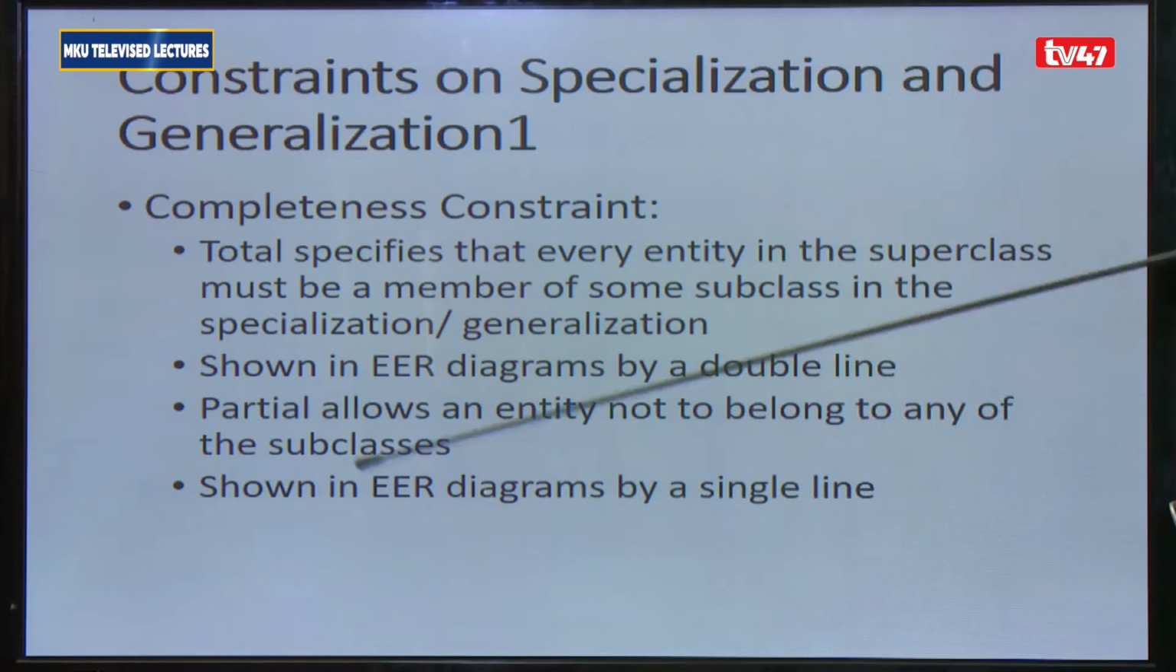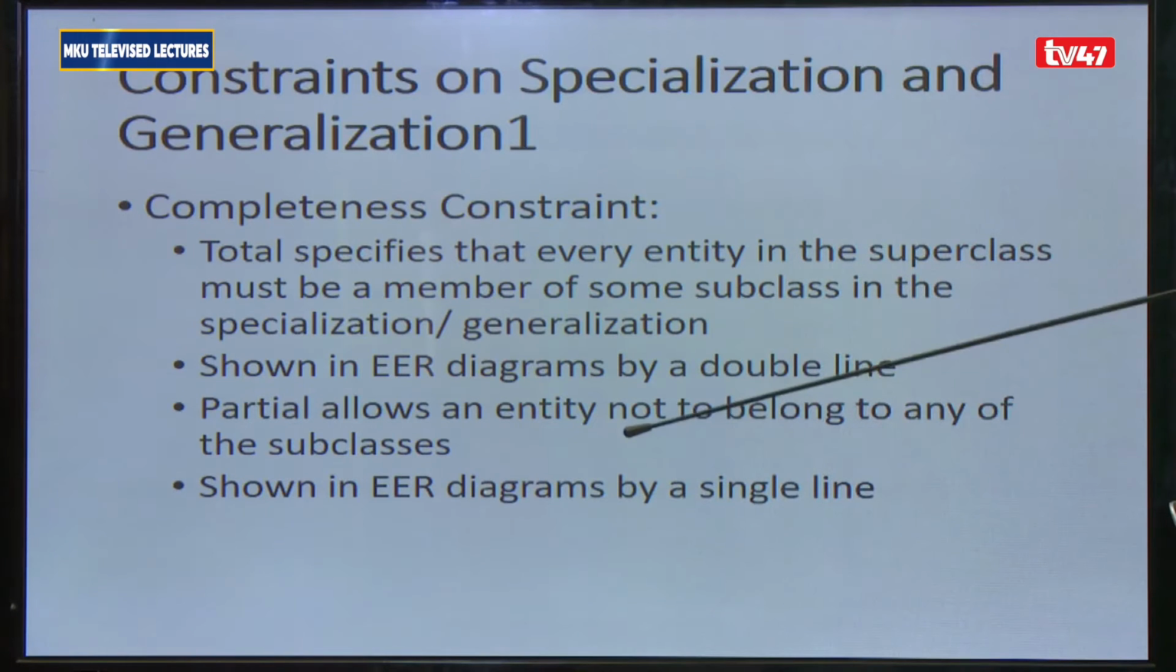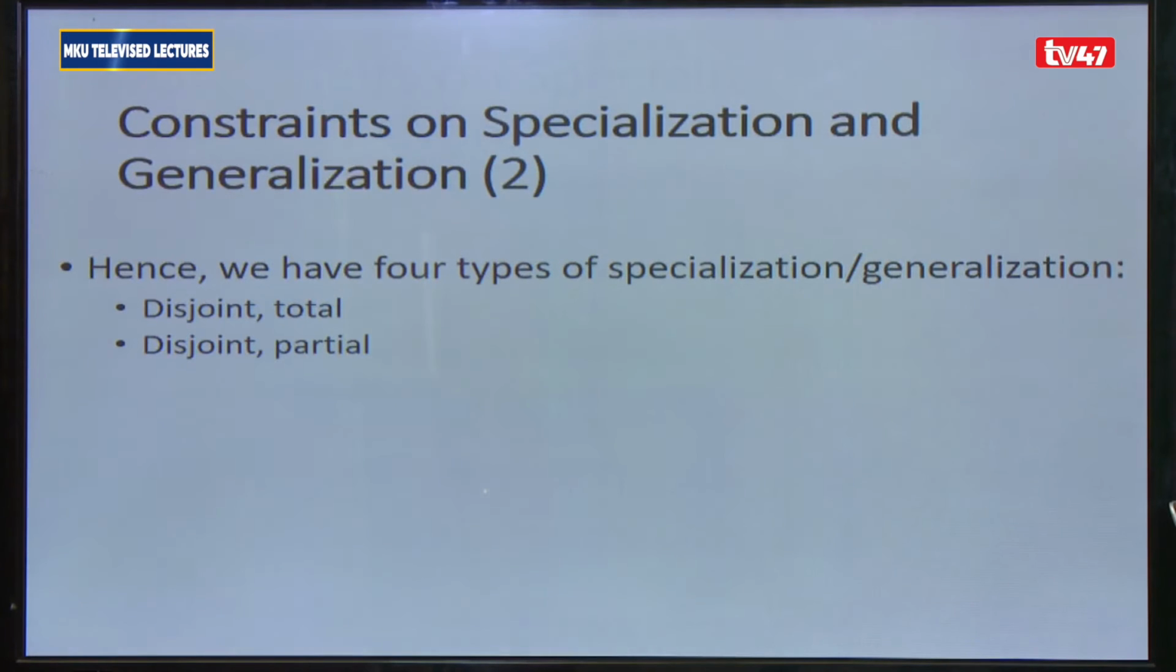Then partial allows an entity not to belong to any of the subclasses. Partial is a single line. Total or mandatory, we use a double line. So, let us look at that now. Hence, we have four types of specialization/generalization. We have what we call the disjoint total and disjoint partial.